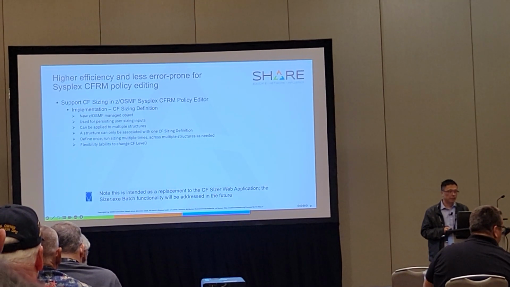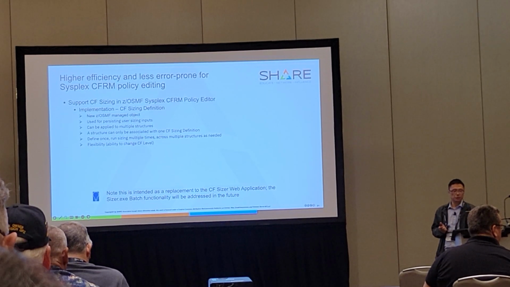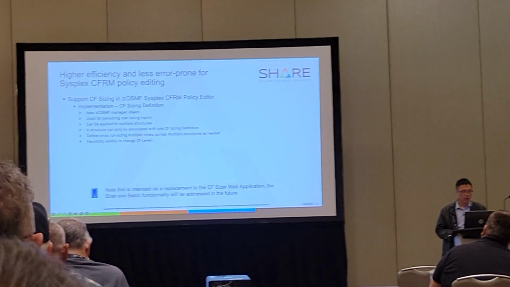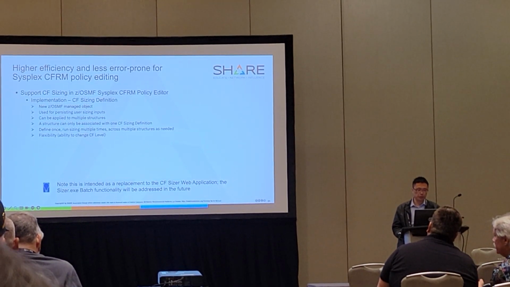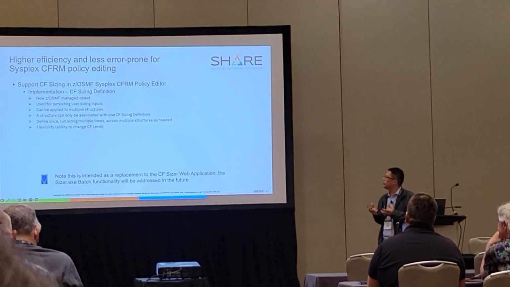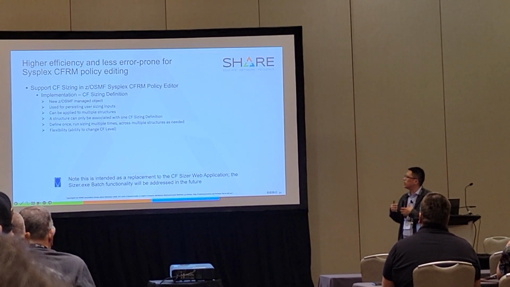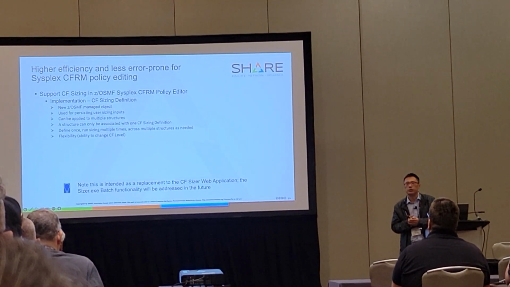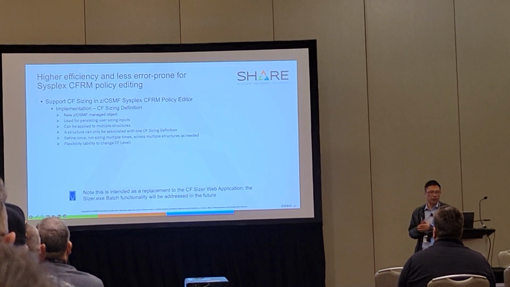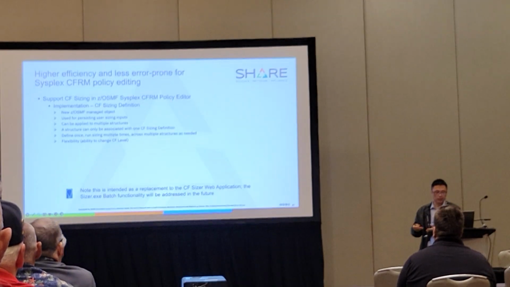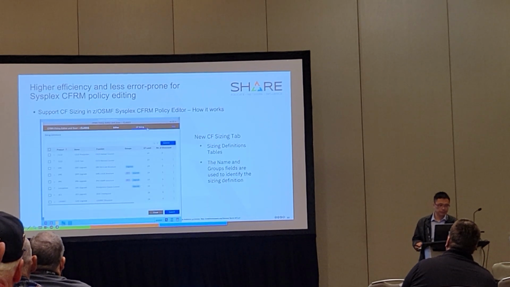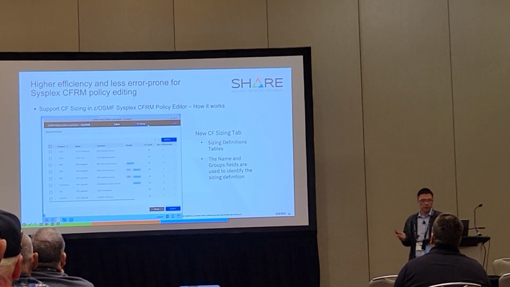So from an implementation perspective, we introduced a new z/OSMF managed object, which is named the CF sizing definition. Basically, you can use this object to persist the sizing inputs, so we can calculate the sizing result. Then you can associate the sizing definition with multiple structures, and once that's done, you can size the CF structures with the associated sizing definition. So this is how it works, right?